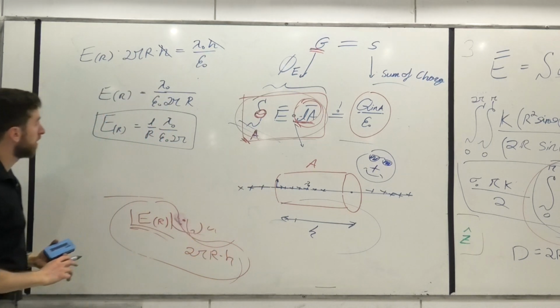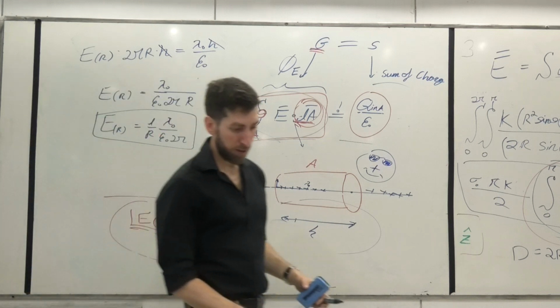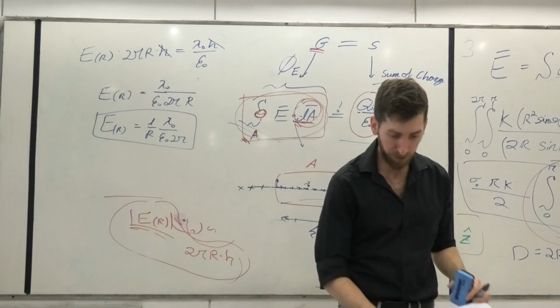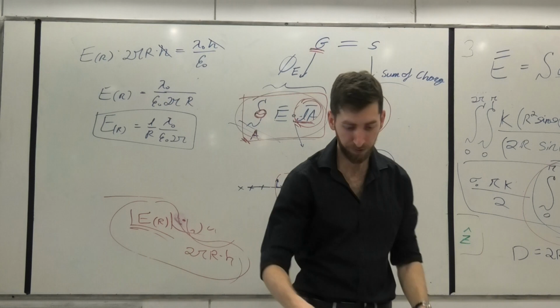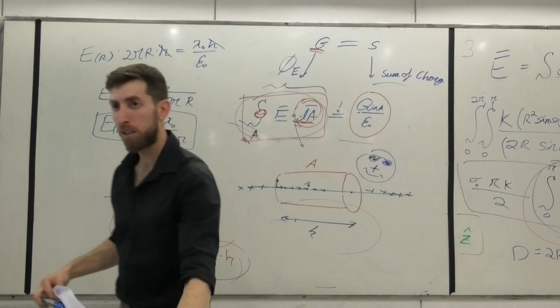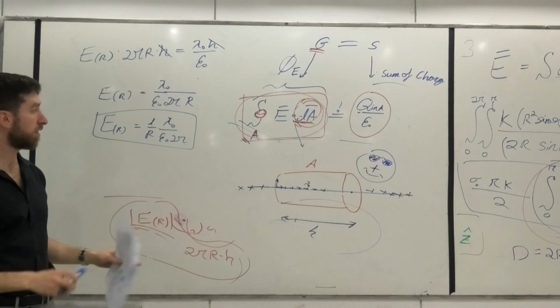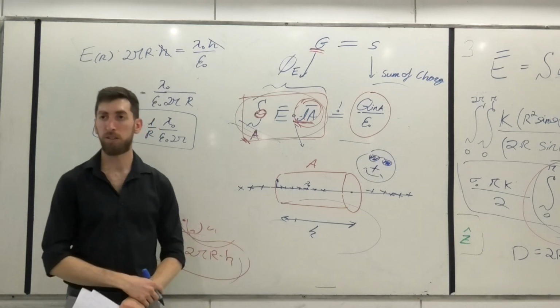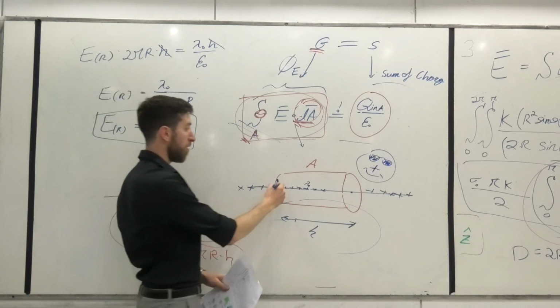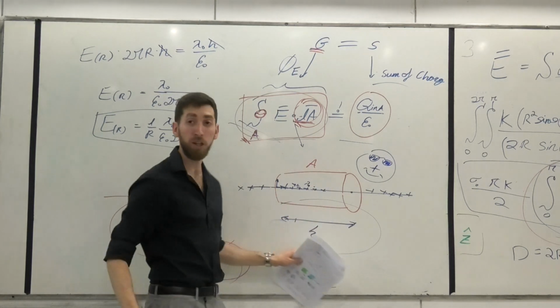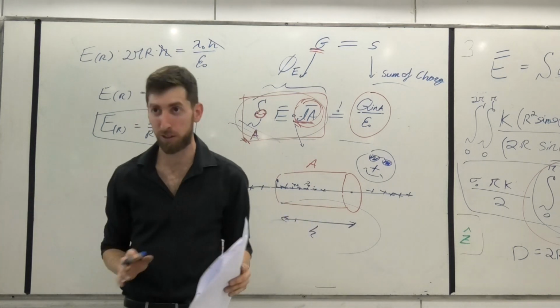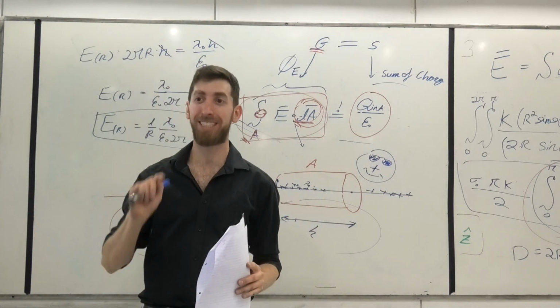Yes, question? Does Gauss's law hold only for uniform charge distribution? We took E out only because it's uniform charge distribution. If the distribution wasn't uniform, it would be crazy. So it doesn't matter how it's distributed. You only care about the charge inside.